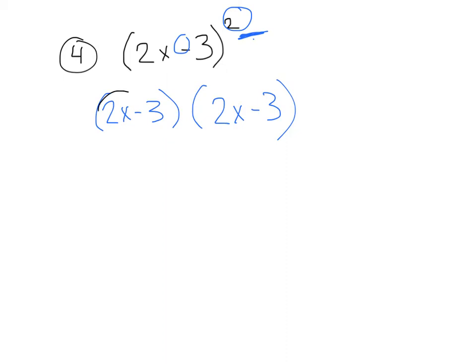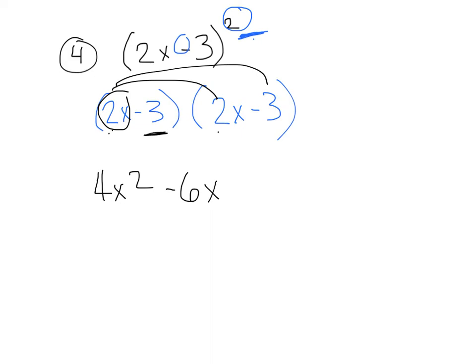So we're going to take our 2x and we're going to distribute it over here. So we're going to take 2x times 2x. We take our numbers in front first, so 2 times 2 is 4. X times x is x squared. Now I'm going to take 2x times a minus 3. So negative 3 times 2 is negative 6, and then x.